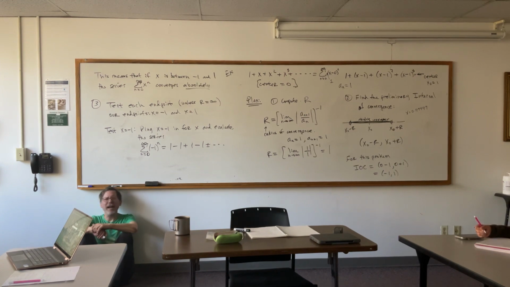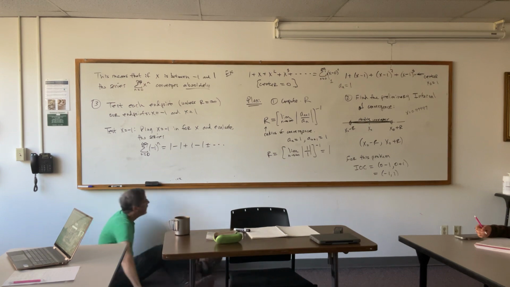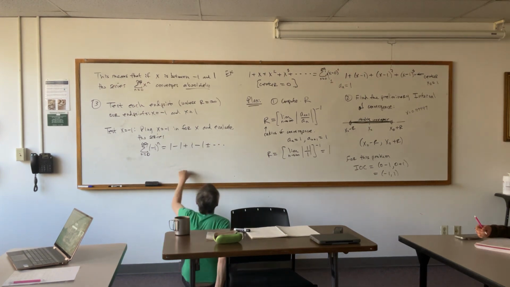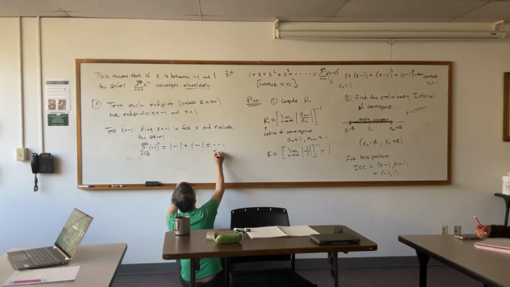This can't add up because we just keep adding and subtracting 1. It's just going to oscillate forever. Think about the partial sums, right? How do we know if a series converges? We have to have the partial sums converge.